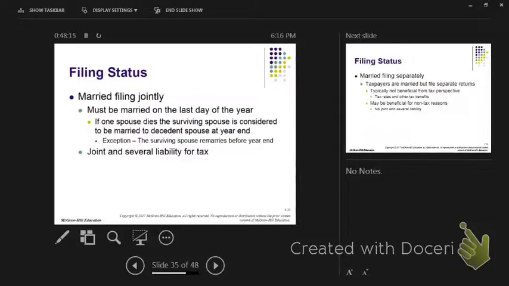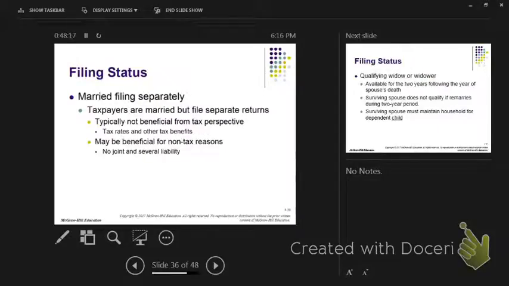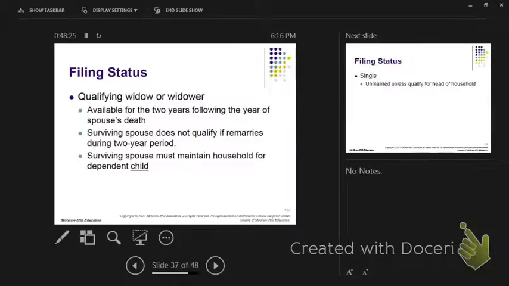All right, so we did that. Married filing separately: again, you're married, you file separate returns. It's not beneficial. However, there might be reasons from a non-tax standpoint. Qualifying widow, like I said, you get it for the first 2 years, and the first year is the year in which your spouse dies. So sometimes that's a little deceiving. People think they get it for 2 years. It's the year your spouse dies and the next year, and it's only if you don't get remarried.